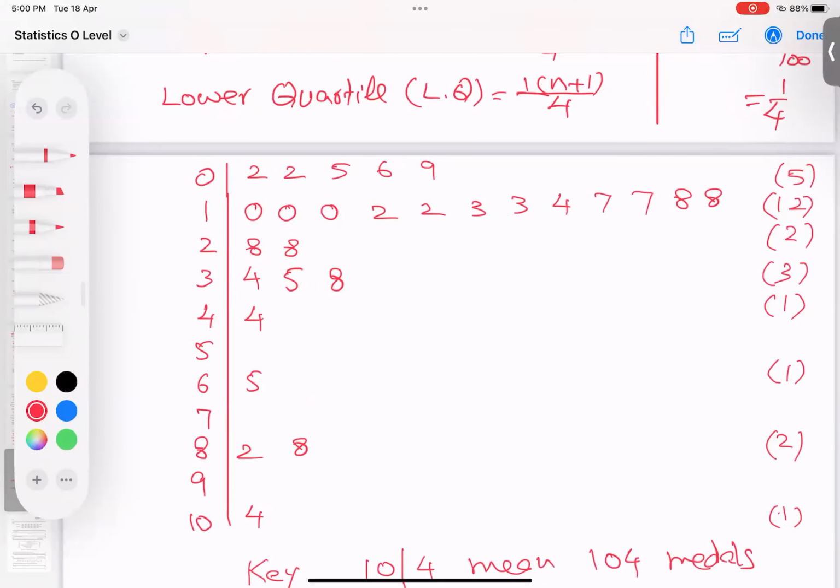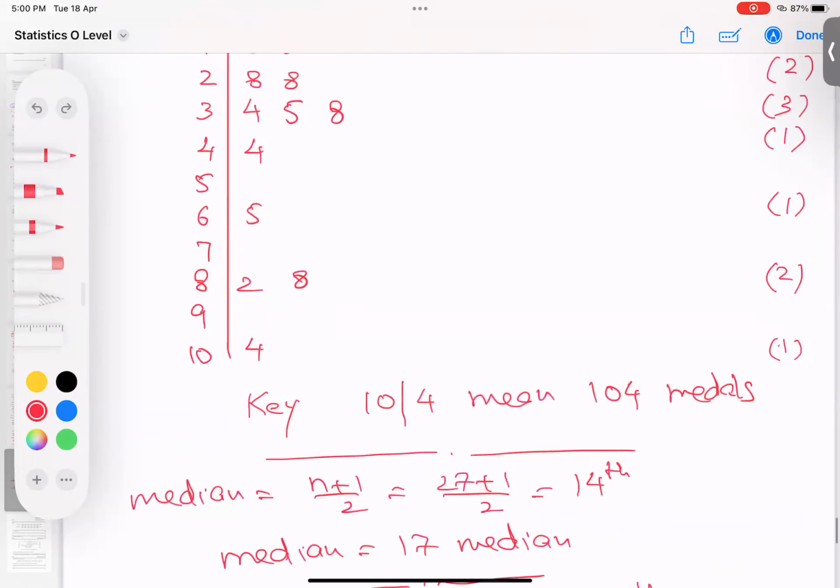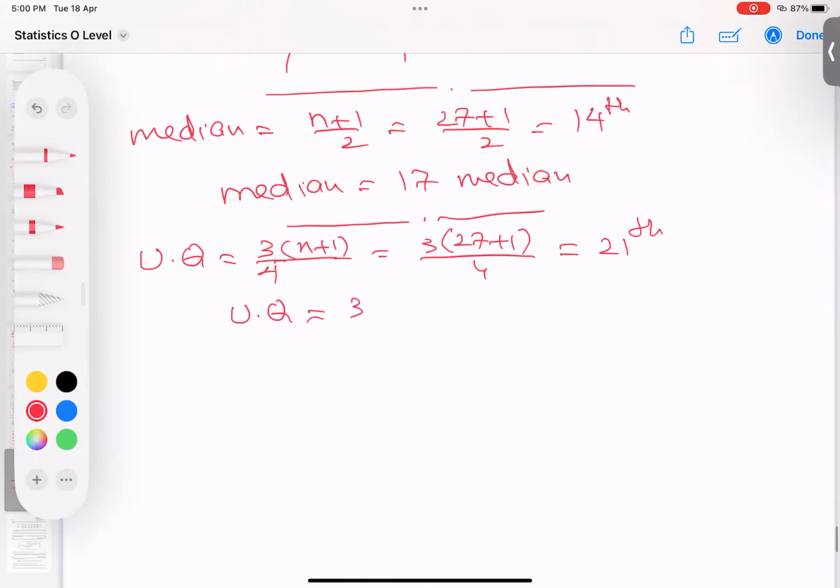Where is 21? So 5 plus 12 is 17, 17 plus 2 is 19. 19 plus 3 is 20, 21, 22. Okay, I have to look at this one. So 5 plus 12 is 17, plus 2 is 19. This is the 19th term, then 20 and 21. So alhamdulillah, this is my answer. 3 from here and 5 from here, so I must write 35. I believe you understood this is 35 medals.